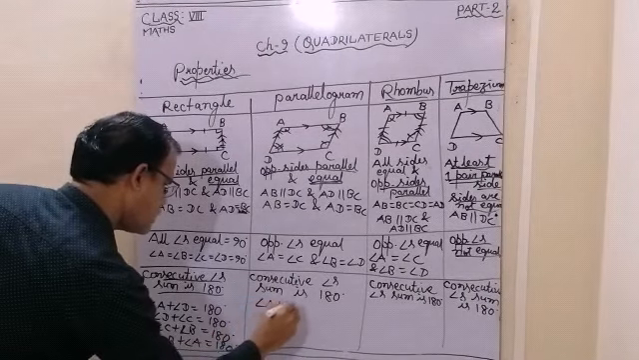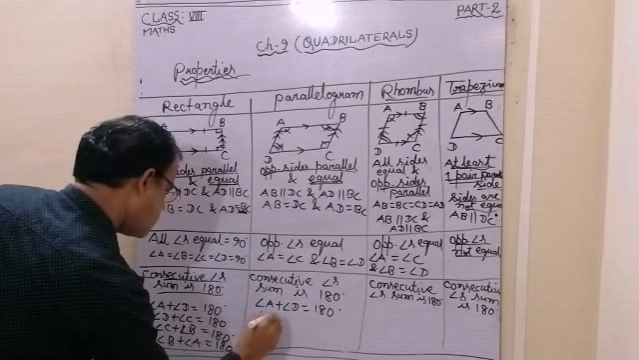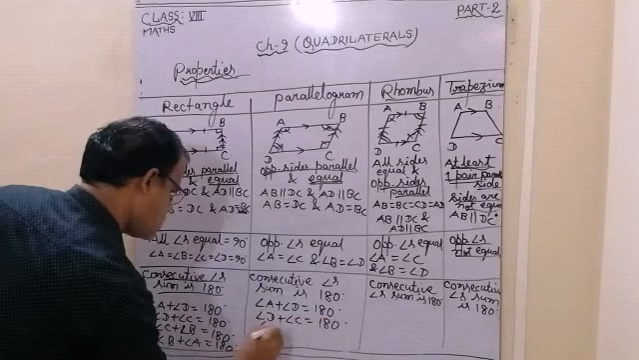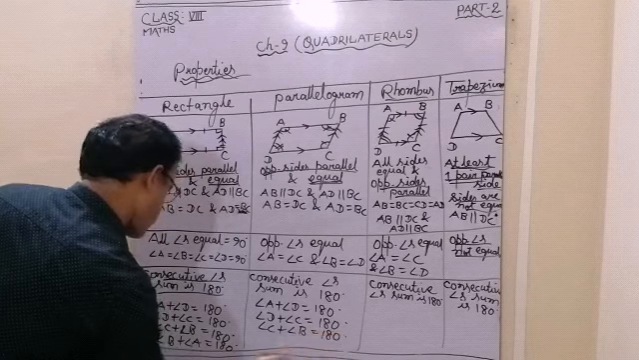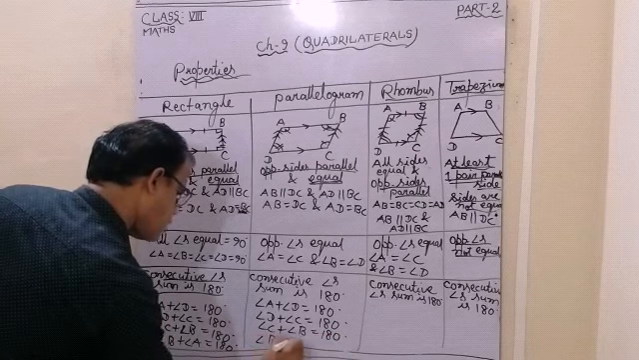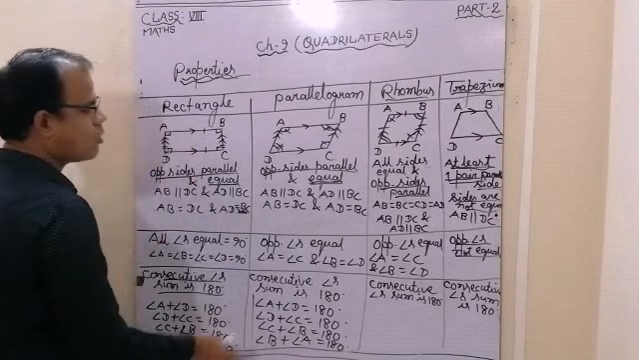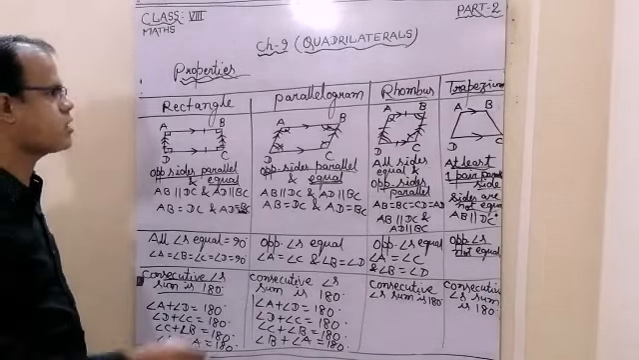Angle A plus angle D equal to 180 degrees. Angle D plus angle C also 180 degrees. Angle C plus angle B also 180 degrees. And angle B plus angle A also 180 degrees. And this is known as co-interior angles, or angles on the same side of the transversal.